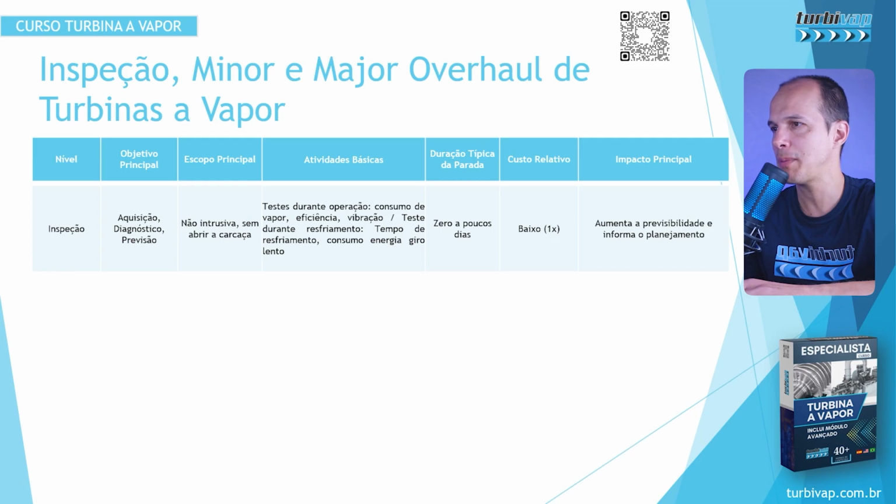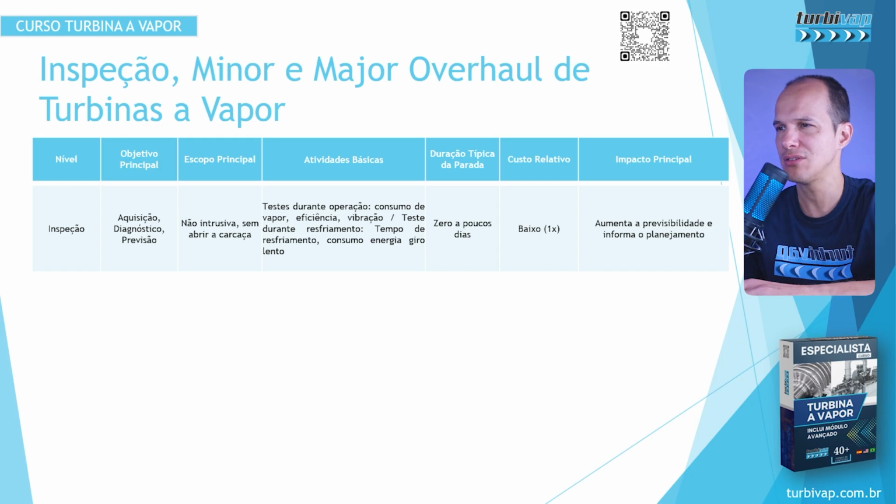Duration is zero to a few days. No one will do anything complex to intervene in so few days. Anyway, it's there. Low relative cost, 1x as a proportional ratio, which increases. Predictability informs planning for the second stage, which is minor overhaul, correction or prevention as well.